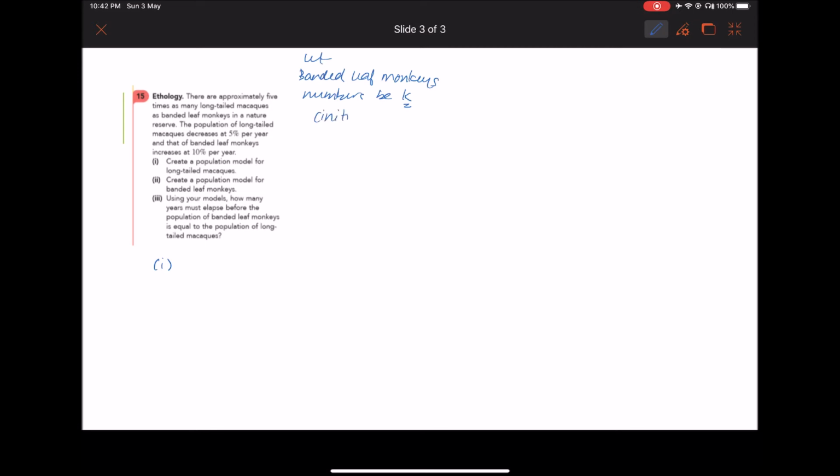So this is initial. So if that is the case, then the macaques will be 5 times as much initially. So there'll be 5k. So again, this is initial. So they ask you to create a population model for the long-tailed macaques. So you have to understand that as time goes on, you want to find out how many there will be, all right? So let's just use m for macaques. So the number of macaques will be, originally, 5k. So this will be the original number.